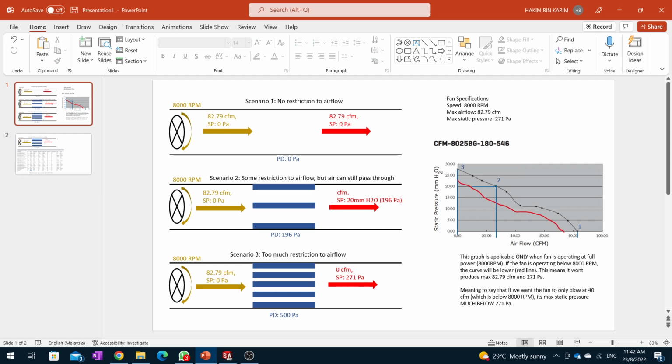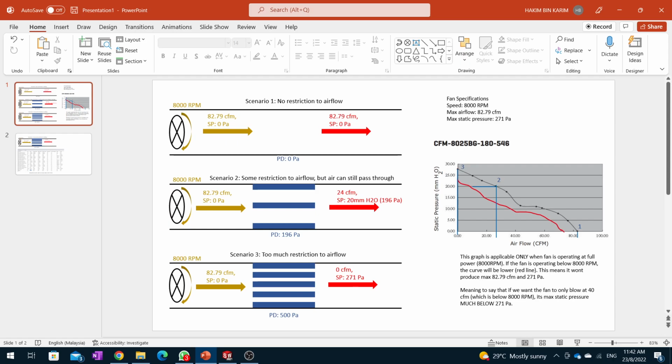And since the pressure drop is 196 pascal, the fan will produce a static pressure equal to the pressure drop, which is also 196 pascal. Okay, so since the fan is producing a static pressure of 196 pascal, we look at this graph here. This is scenario 2, right? So 196 Pascal is 20 mm H2O, and this is equal to around 22 or 24 CFM, yeah, around 24 CFM. So yeah, this is what the graph means, supposedly.